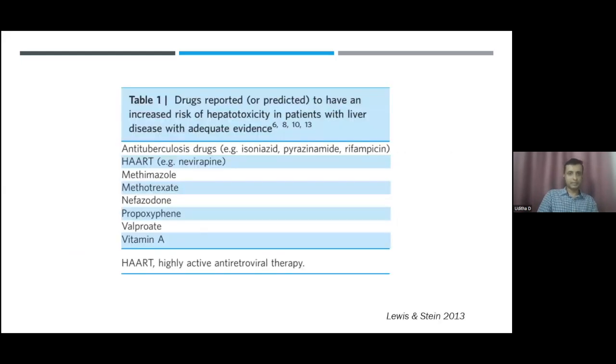But there are certain drugs that are thought to have an increased risk of hepatotoxicity when used in patients with liver disease, and there is adequate evidence for some of these drugs. For example, antituberculous drugs like isoniazid, pyrazinamide, rifampicin. You have to be extremely careful in decompensated liver disease patients. Another important category is highly active antiretroviral therapy. Again, with those antivirals, there is an increased risk of hepatotoxicity in patients with pre-existing liver damage. And of course, things like methotrexate and valproate, you have to be very careful. Those are important examples where you need to be careful in patients with pre-existing cirrhosis.